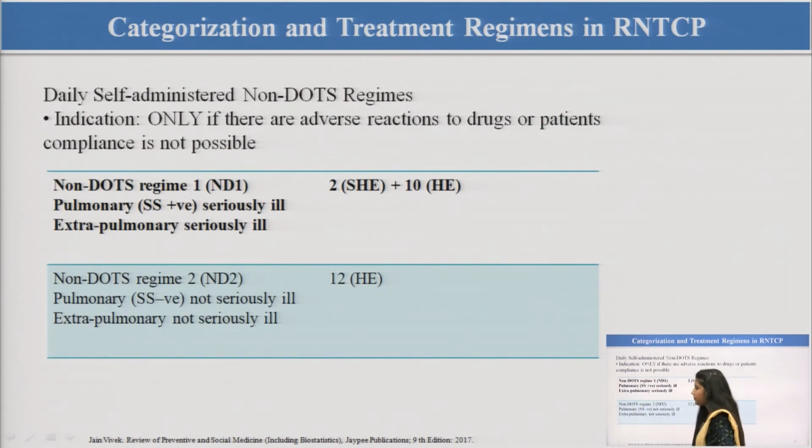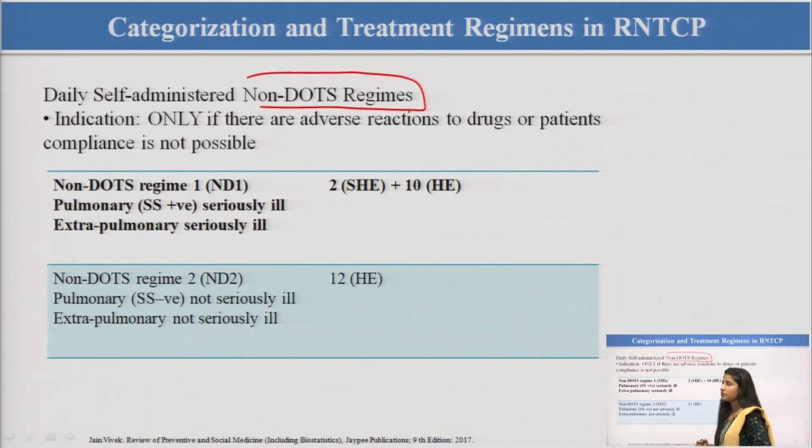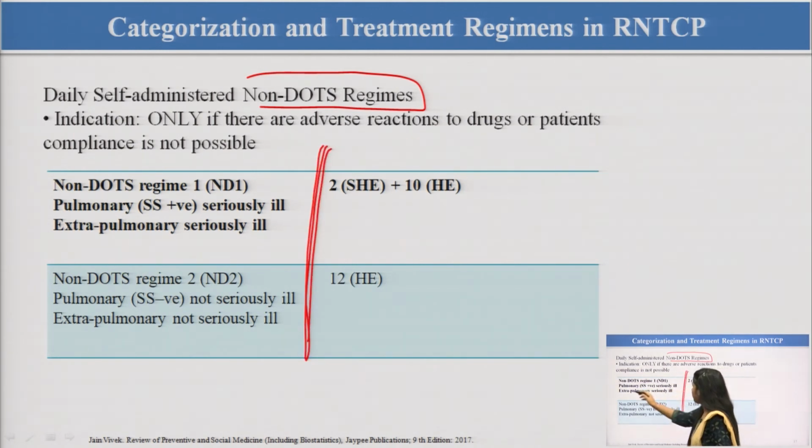Now coming to the daily self administered non-DOTS therapy. As I told you about DOTS therapy, similarly we have non-DOTS therapy, where no one is supervising the therapy. So the duration for this type of therapy is more. We can see there are 2 categories in the non-DOTS therapy. First is pulmonary sputum smear positive, seriously ill. Second is those who are not seriously ill.